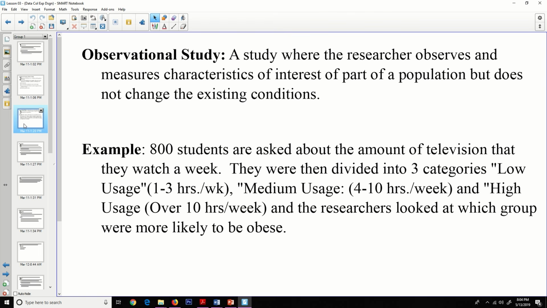The next slide. A definition: an observational study is a study where a researcher observes and measures characteristics of interest of a part of a population, but does not change the existing conditions.